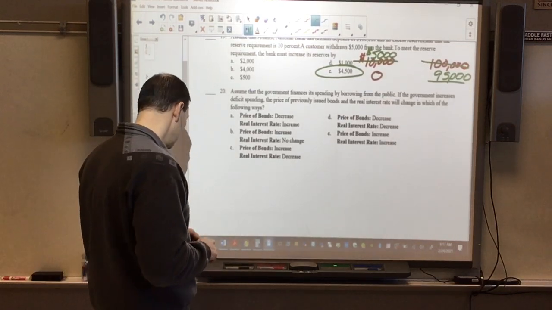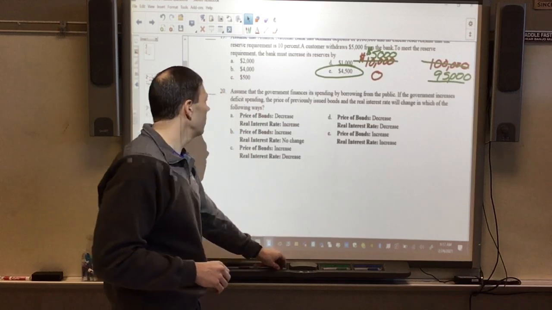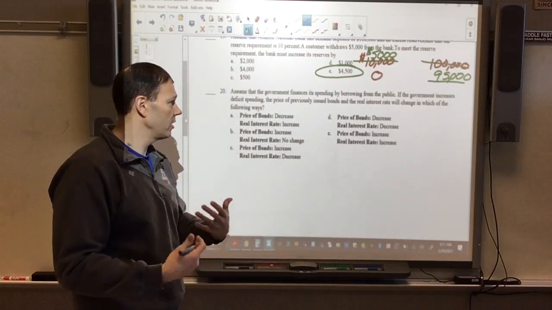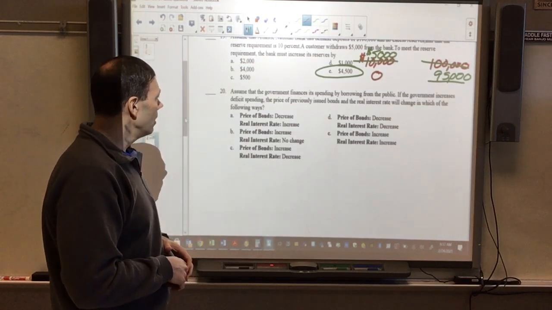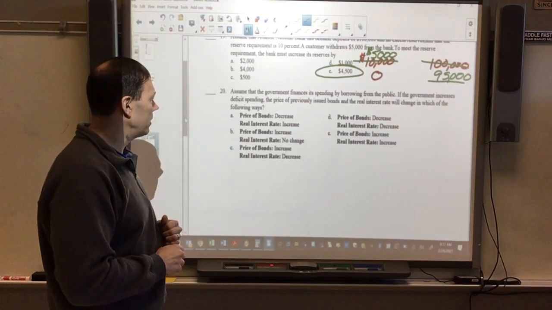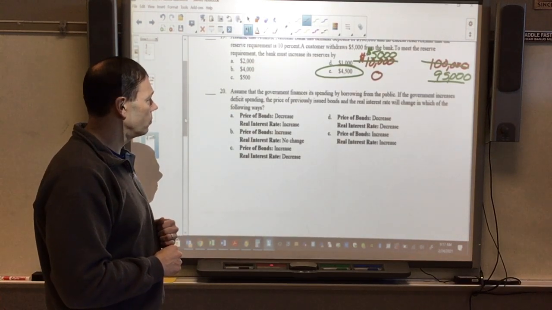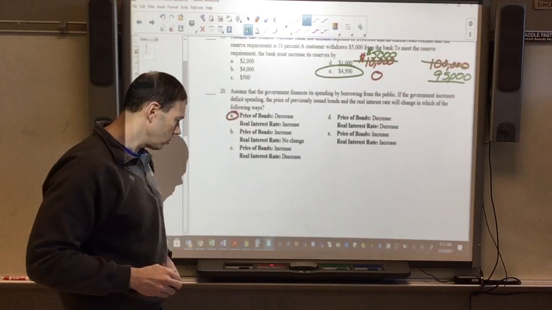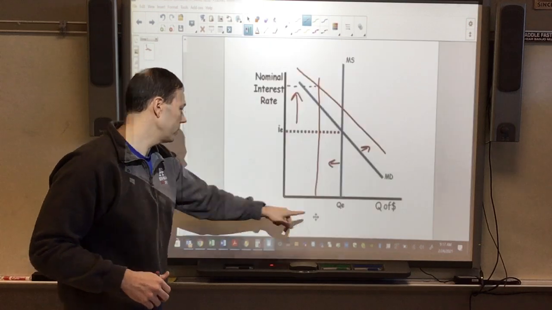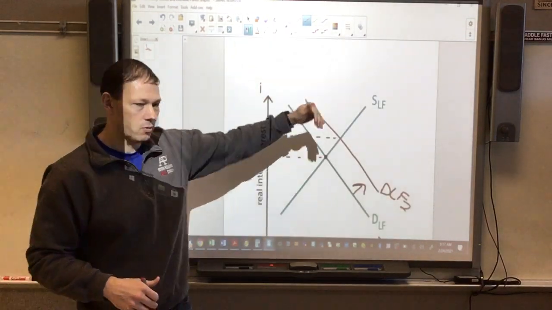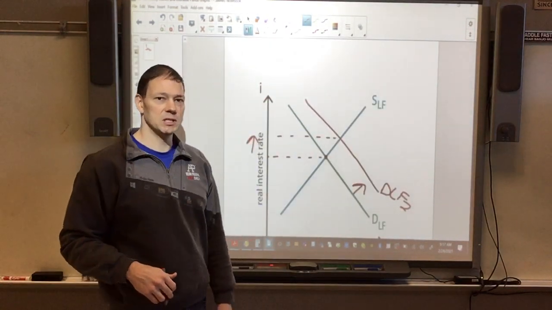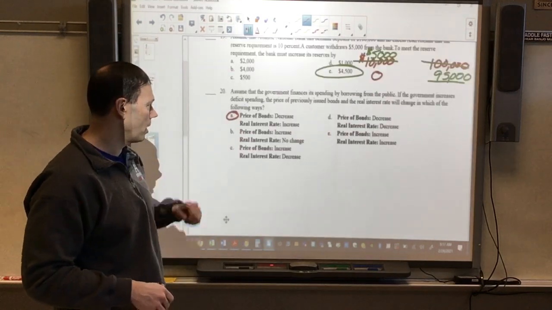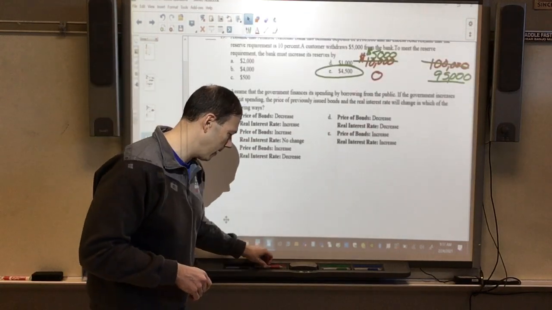All right, and lastly, number 20. The government finances its spending by borrowing from the public. So again, here you have the government borrowing money to spend. Government increases deficit spending. So what's going to happen to real interest rate and bond prices? Again, real interest rate is going to increase because, coming back once again to here, increased demand for loanable funds with that deficit spending, interest rates go up, bond prices go down. That's why you get letter A.